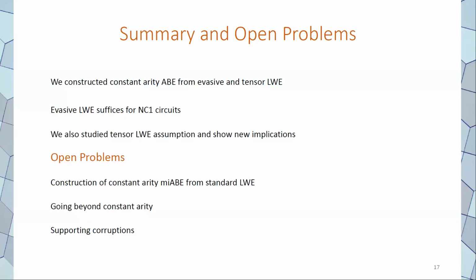Corruption means that these encryption algorithms use the encryption key, which is secret. We would like to support corruption so that even if the encryption keys of some of the users are leaked, we can still get security. So that will be interesting.